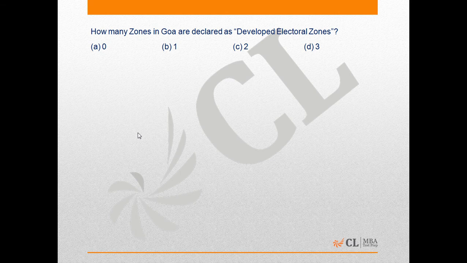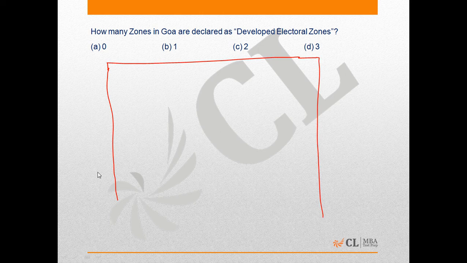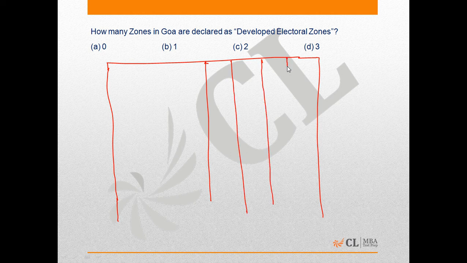If we look at the first question, they ask how many zones in Goa are declared developed electoral zones. So it means we need to completely draw the table, put in the data and accordingly calculate. So let's draw the table first. There are four zones. So let's say this is one zone, the second zone, the third zone, and so on. Let's say zone over here. We talk about north, east, south, and west.